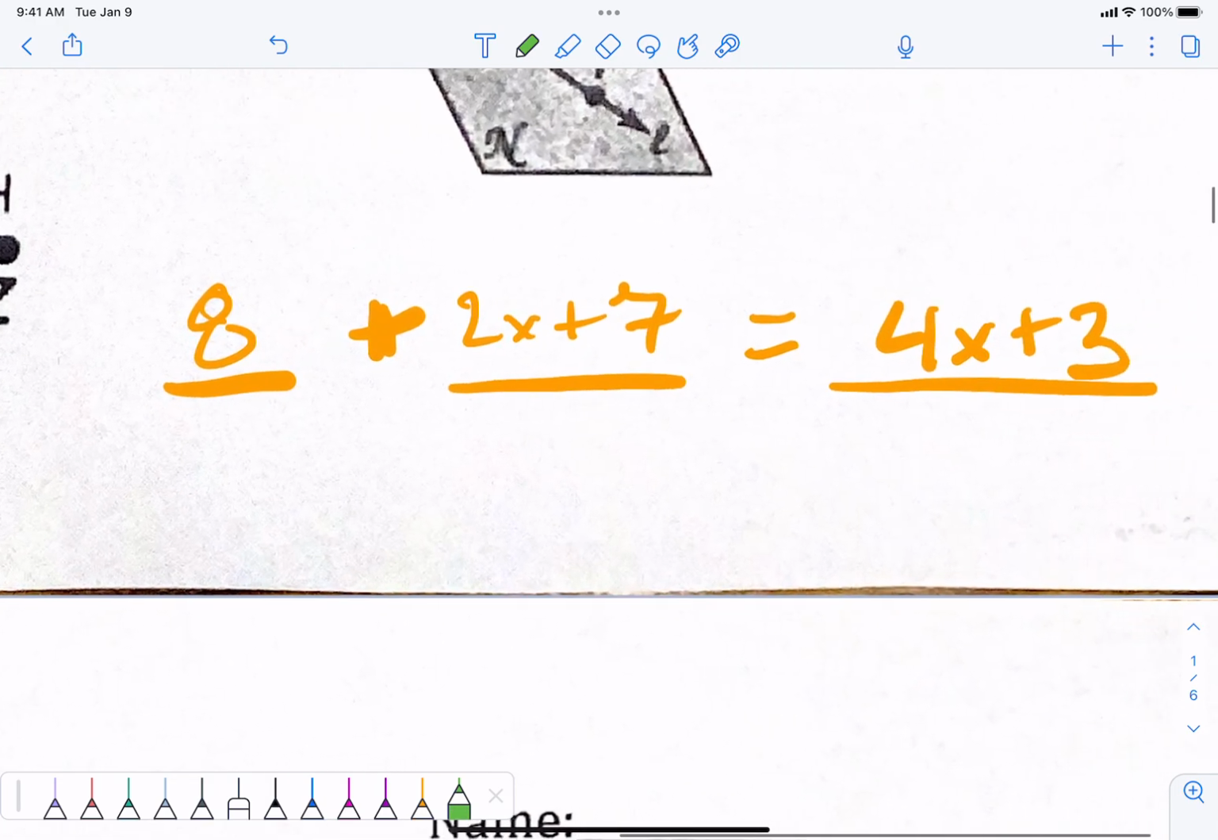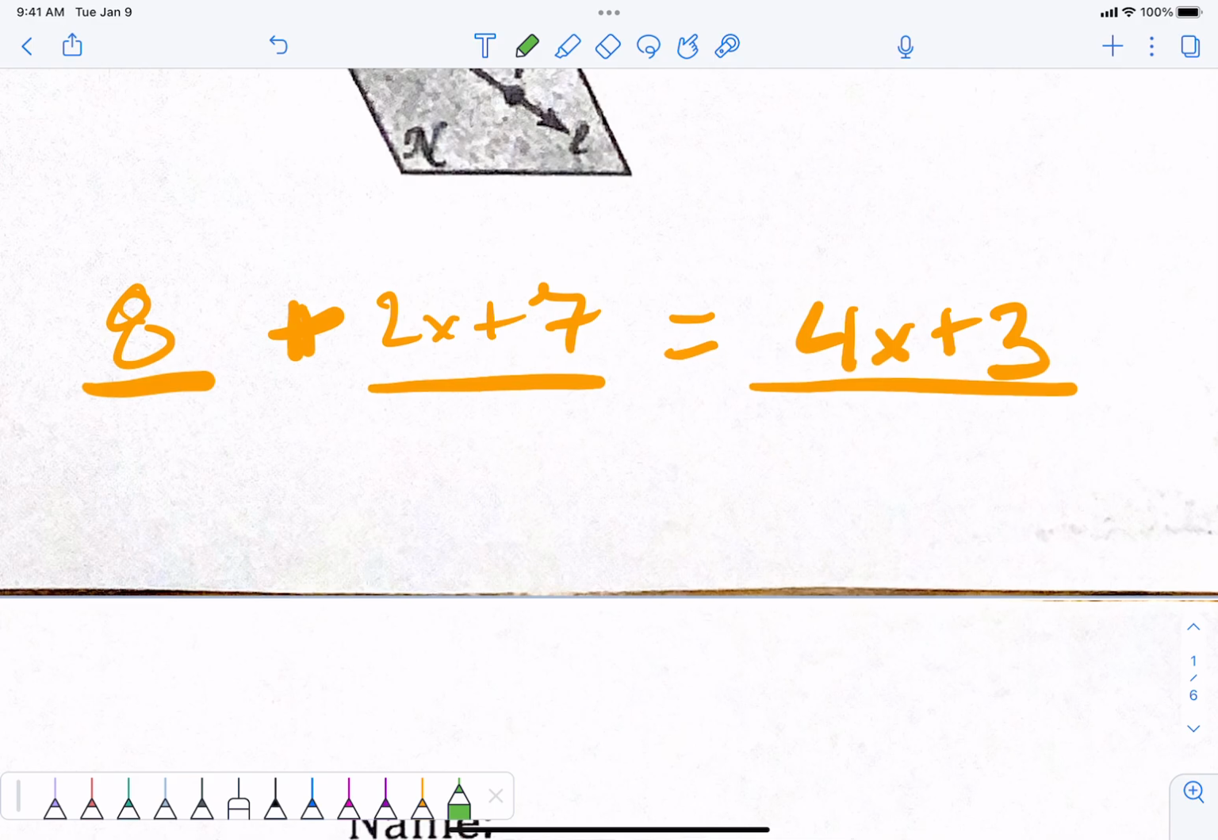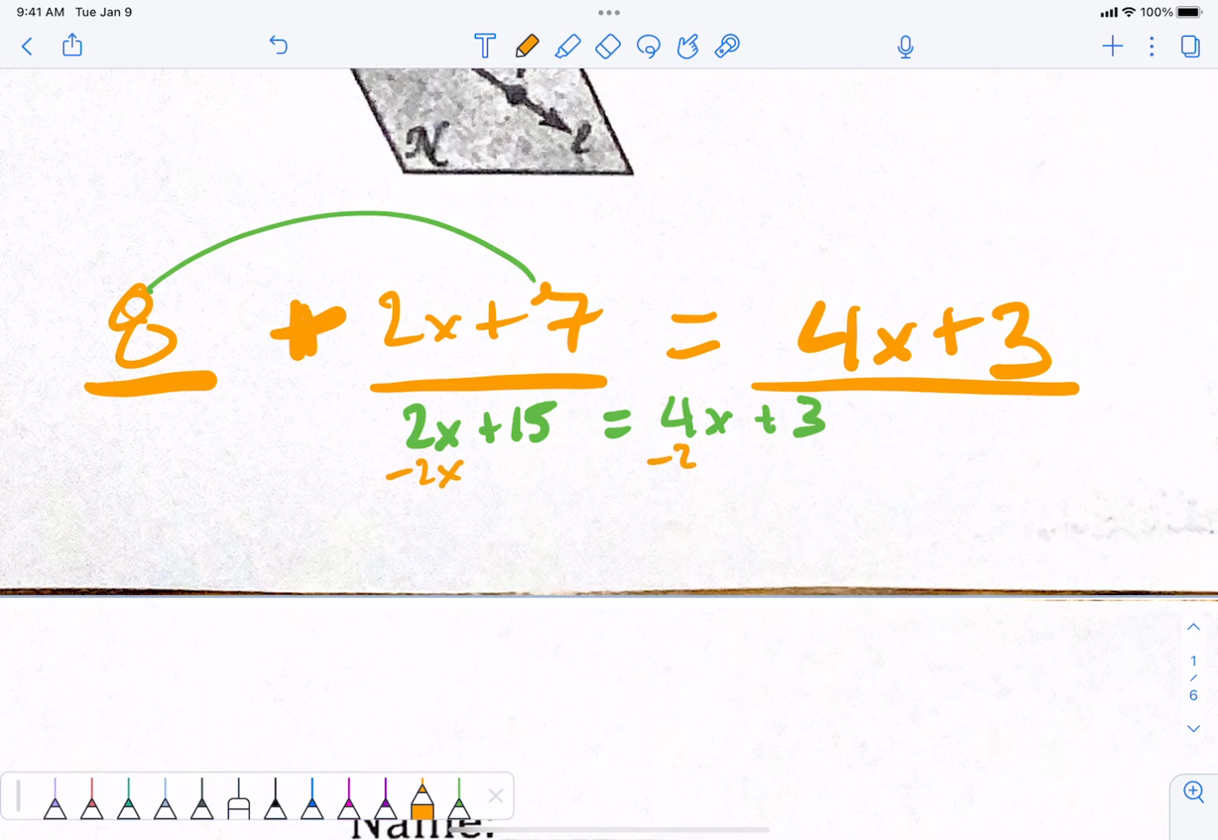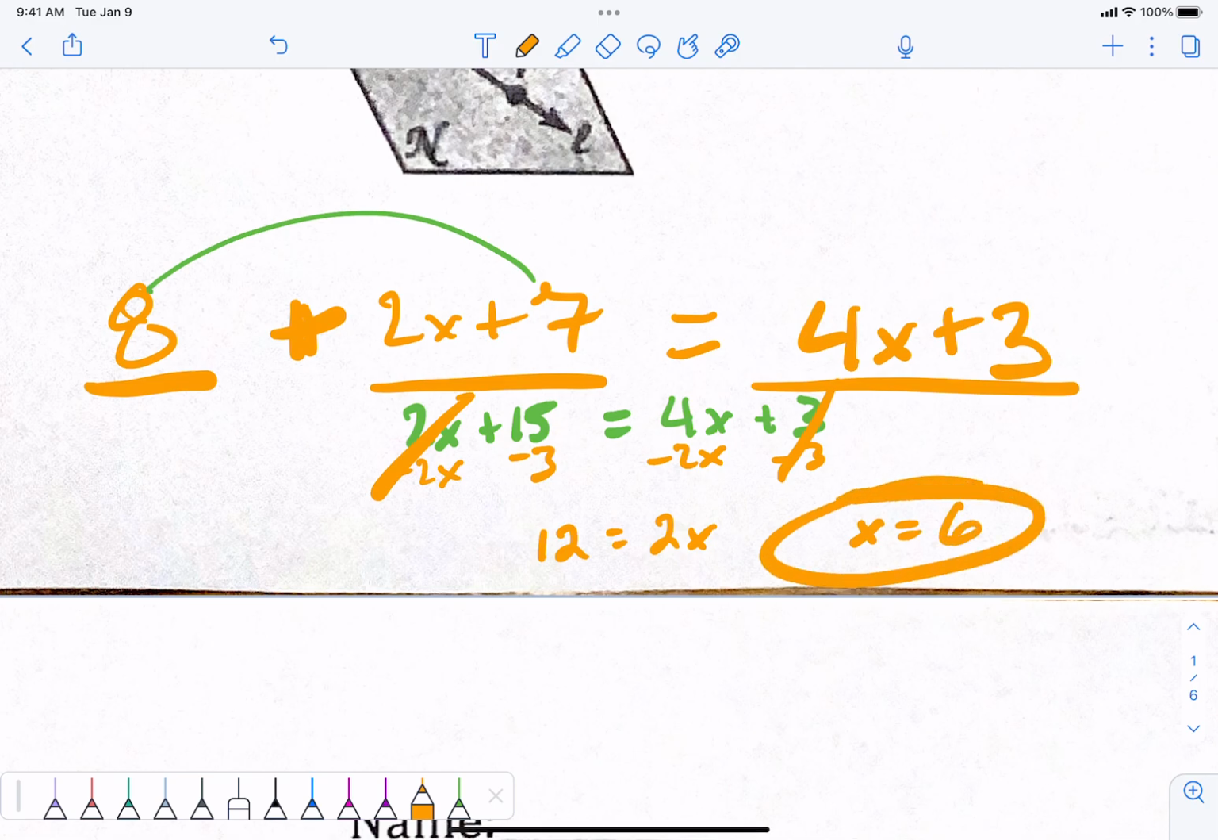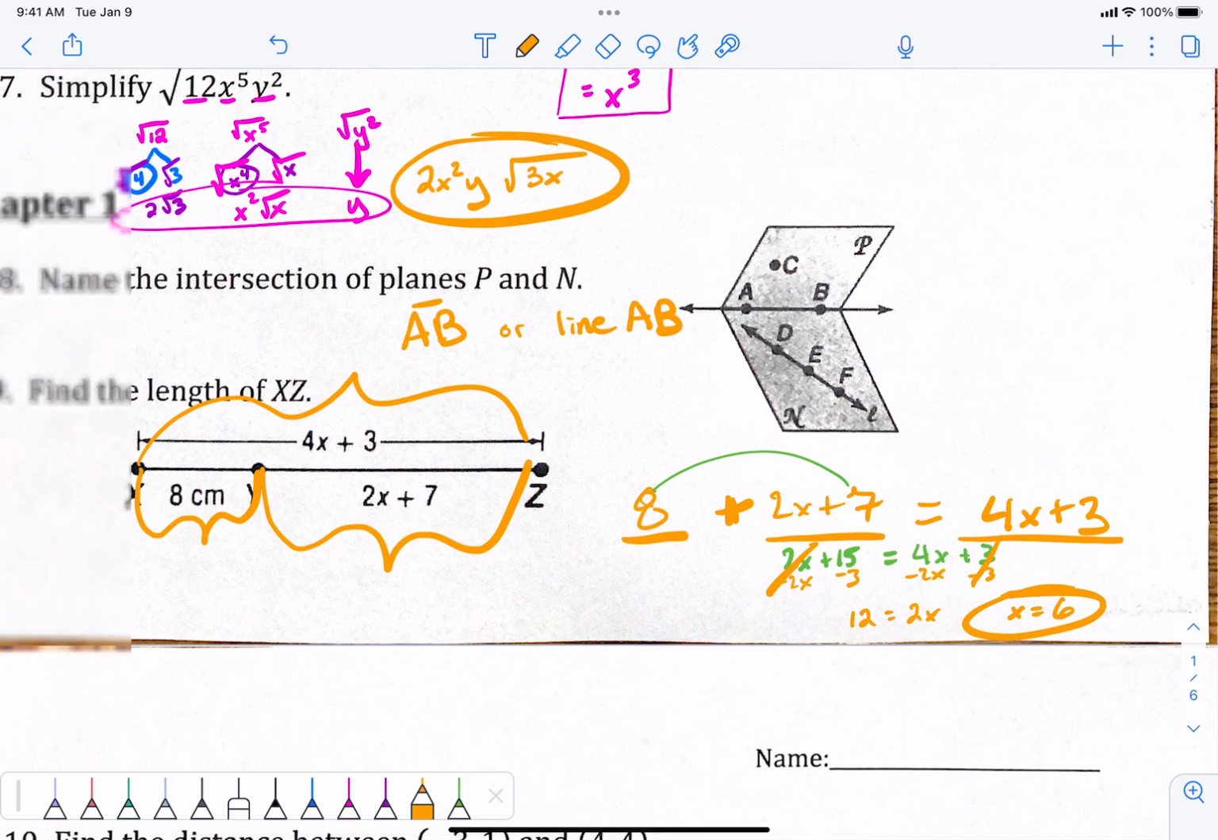What can we solve? Subtract the 2x and subtract the 3. Fair. I'm going to combine the 8 and the 7 first. Can I do that? Yeah. Okay, so 2x plus 15 equals 4x plus 3. Then Luke said subtract the 2x. So that makes him gone over here. And subtract the 3. Makes him gone over here. So 12 is equal to 2x. And x is 6. But we're not done yet, because they want us to find XZ, right? Which one is XZ? Plug in 6 for 4x plus 3. XZ is the whole thing, so 4 times 6 plus 3 is XZ.